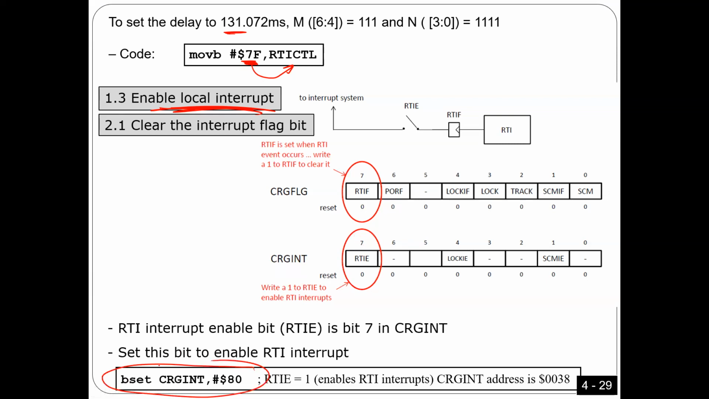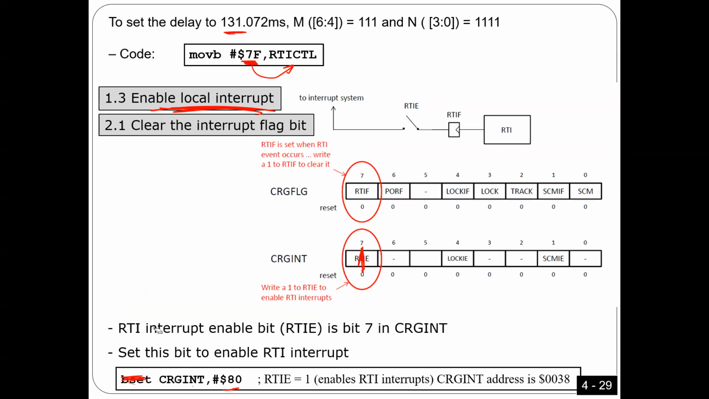You have to say bit set CRGINT ET. So you have to write here 1 in order to enable RTI interrupts. If you want to disable RTI interrupts, it's the same command, but instead of using bit set, I can use bit clear. Okay, guys, that's very simple.